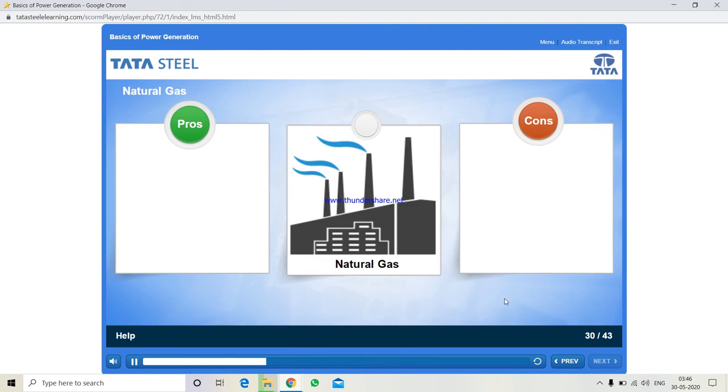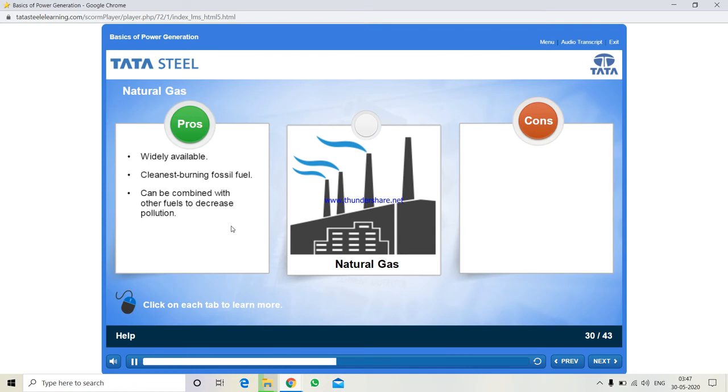Natural gas. These are the pros and cons of natural gas. Widely available, cleanest burning fossil fuel, can be combined with other fuels to decrease pollution, made safe by adding artificial odor to detect the gas in case of a leak.